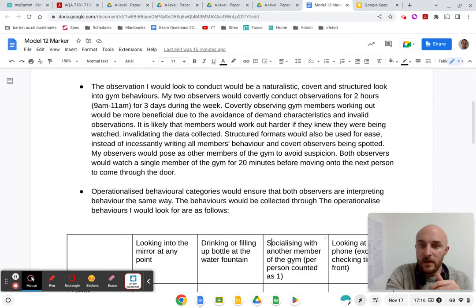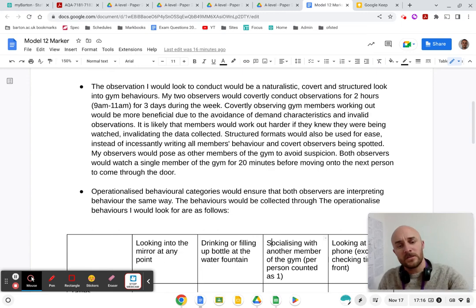Justification, right? Covertly observing gym members working out would be more beneficial due to the avoidance of demand characteristics and invalid observations. That's how you justify your decisions. It's likely that members would work out harder if they knew they were being watched, invalidating the data collected. Right, structured form, so on and so forth.